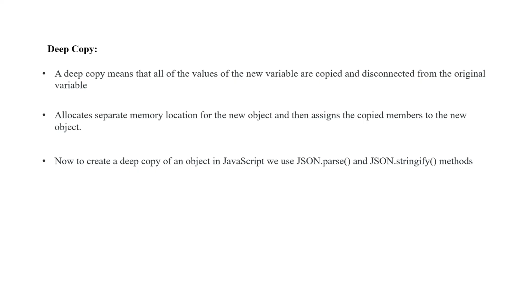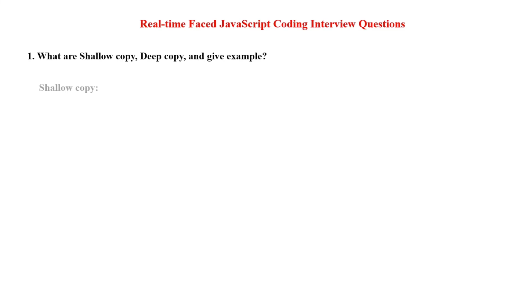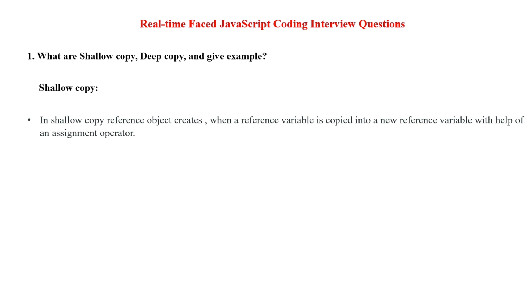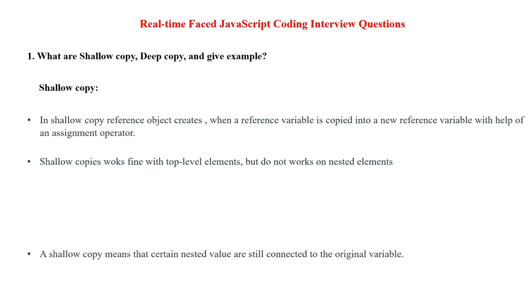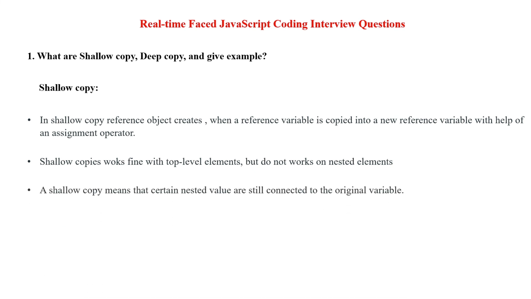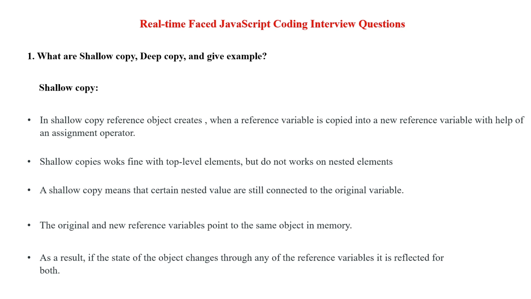I hope we all understand very clearly what is normal copy, what is shallow copy, what is deep copy. Let's take a quick revision. We can answer this question like this. Shallow copy creates a reference object when a reference variable is copied into a new reference variable with the help of the assignment operator. Shallow copy works fine with top level elements but does not work with nested elements. Shallow copy means that certain nested values are still connected to the original object. The original and new variable point to the same object in memory. As a result, if the state of the object changes through any reference variable, it is reflected on both.